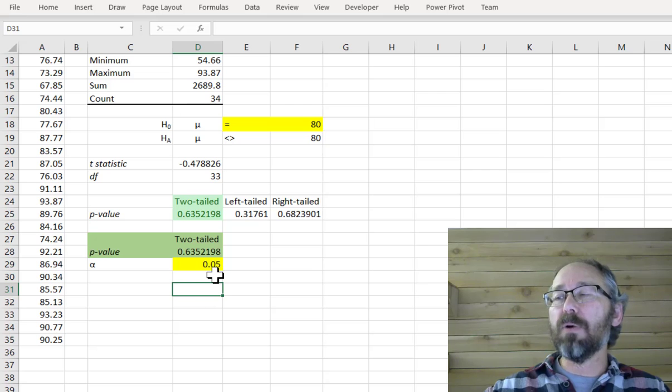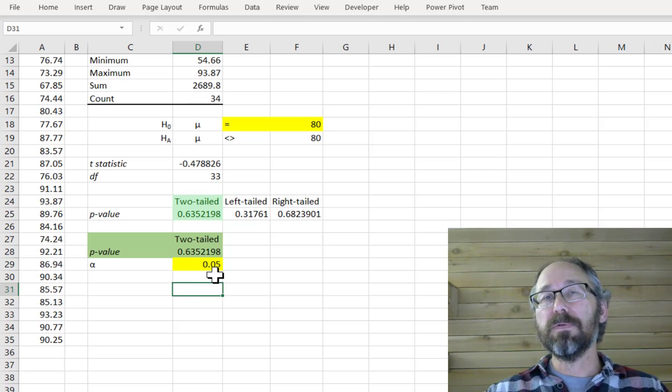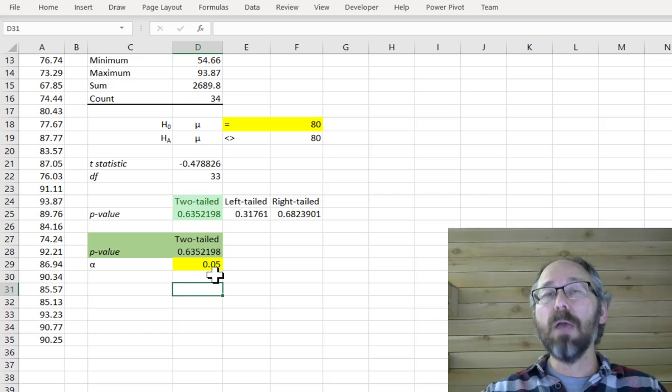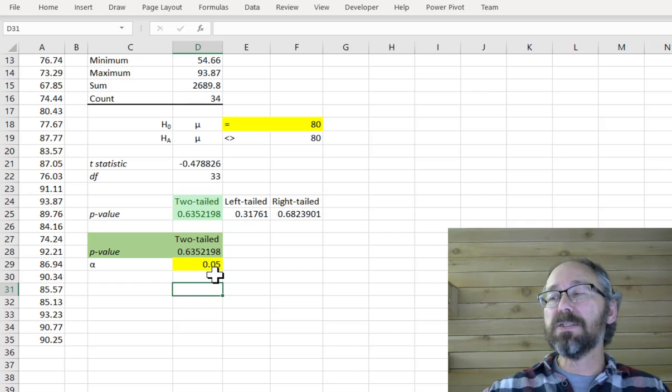Compare that against our alpha of 0.05, and we can see that the p-value is actually greater than 0.05, and so we fail to reject the null hypothesis. That's the proper language. The mean of the population from which this sample comes might be 80, might actually equal 80. Thus, we fail to reject the null hypothesis because the p-value for the two-tailed test is greater than the alpha.